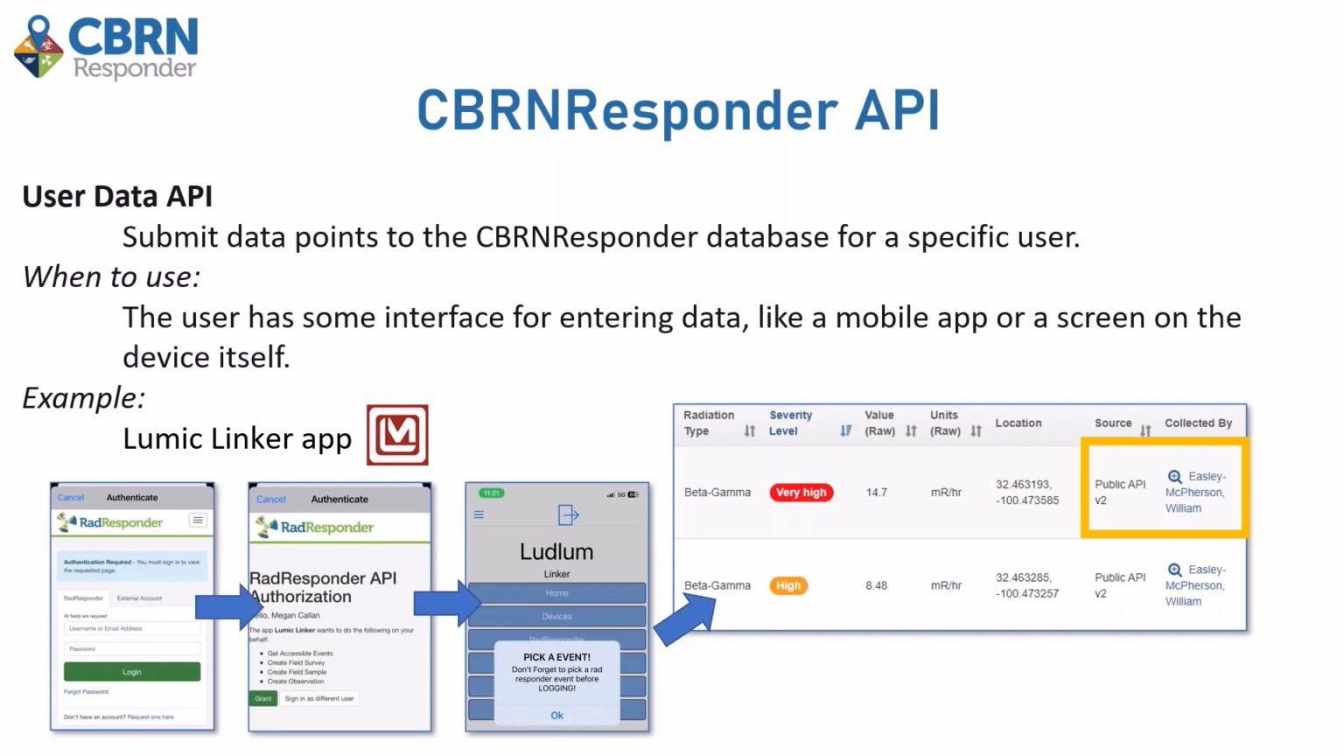So you'll authorize yourself, authenticate with CBRNResponder, and then you'll be able to have that data again streamed into RadResponder, ChemResponder, and you can see here in the rightmost image that the source again was coming from the API and it was collected for this user.